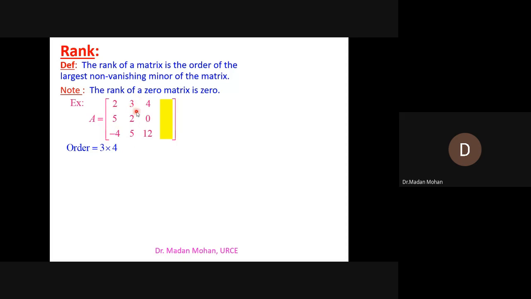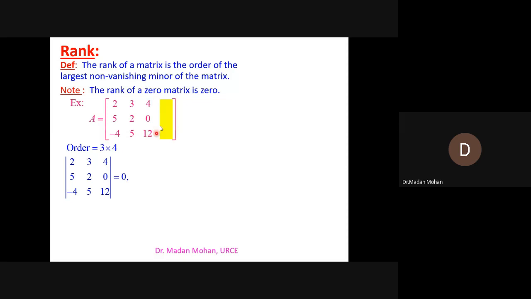Here the determinant of this one you can calculate: 2 into 24 minus 0, minus 3 into 60 minus 0, plus 4 into 25 plus 8. You can calculate it directly. I am showing the answer directly. I calculated it, it is 0. I require non-vanishing. I can't get 4 cross 4. I can get 3 cross 3 as the largest, but it vanished. So I try to get another third order minor.